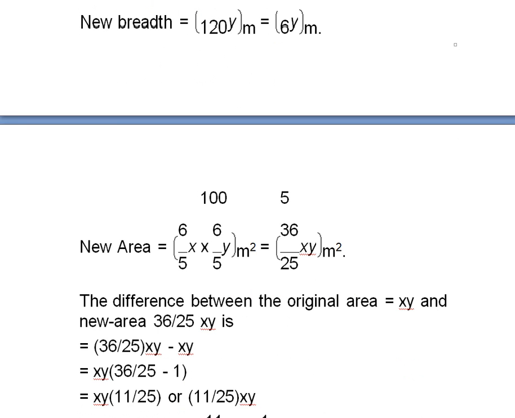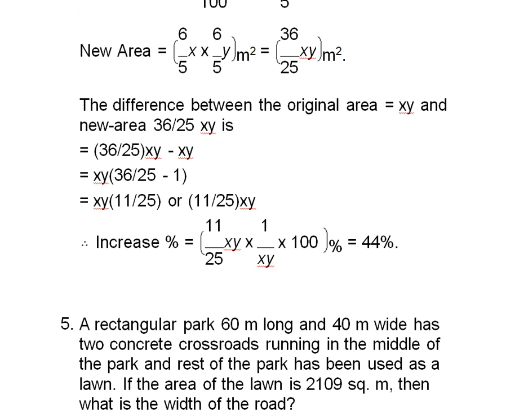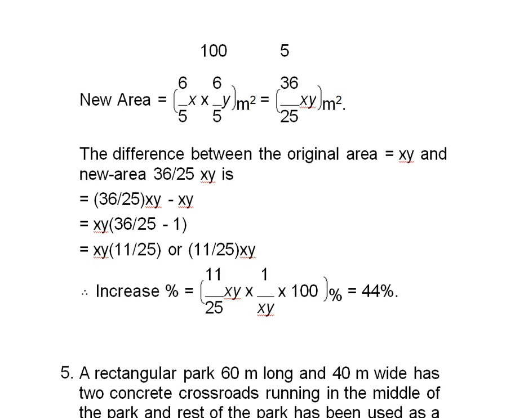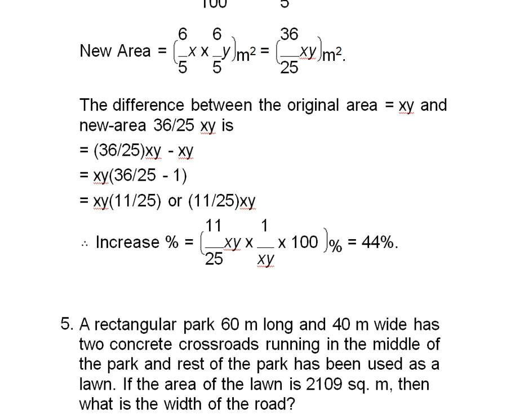So you will calculate the new area, you will multiply both length into breadth. You will get 36 divided by 25 xy meter square. The question was to calculate the increase percent. So the difference: the area is xy and the new area is 36 by 25 xy. You will subtract both the areas and you will get 11 by 25 xy. For calculating the increase percent, you will multiply 11 by 25 xy into 1 by xy into 100%. So that is equal to 44%. The increase percent in the area is 44%.